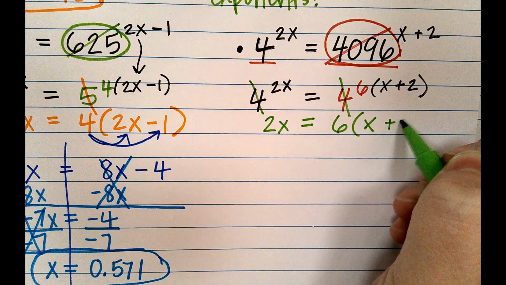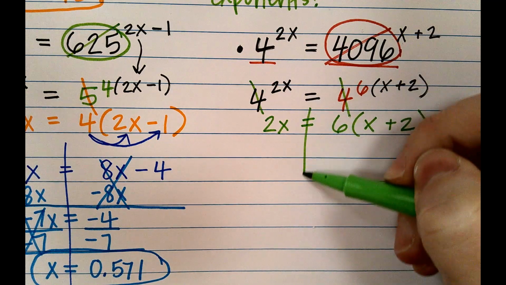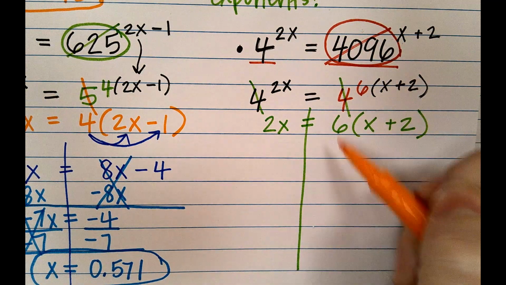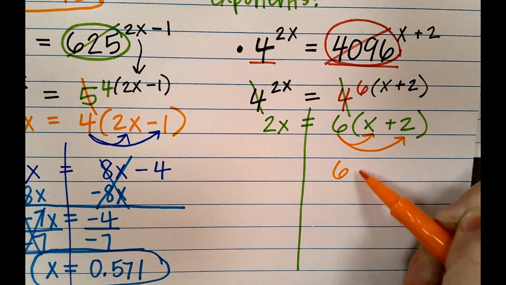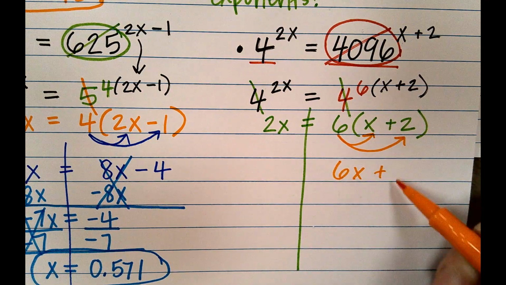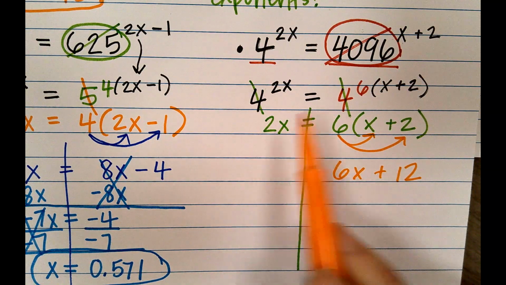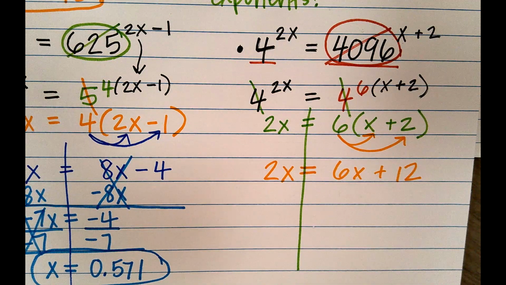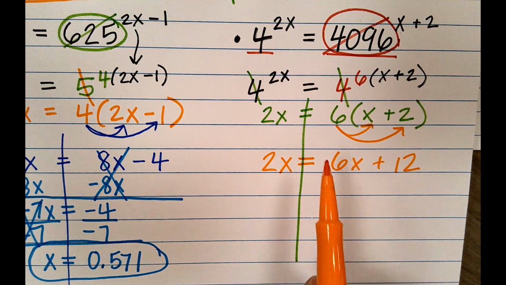Draw a line through the middle. Distribute. So 6 times x is 6x, plus 6 times 2 is 12. And then bring down your 2x and equal sign. Subtract 6x on both sides. Now let's get our like terms together.